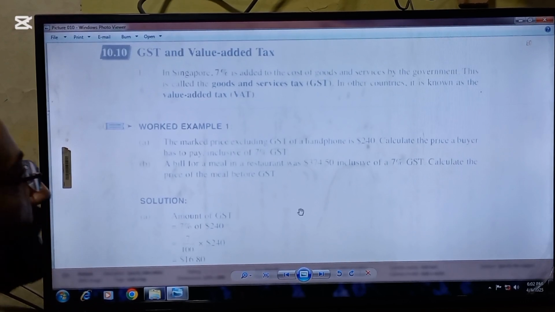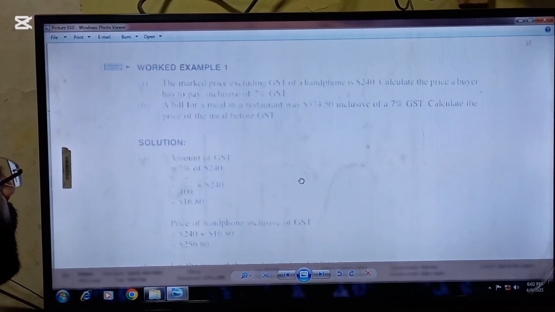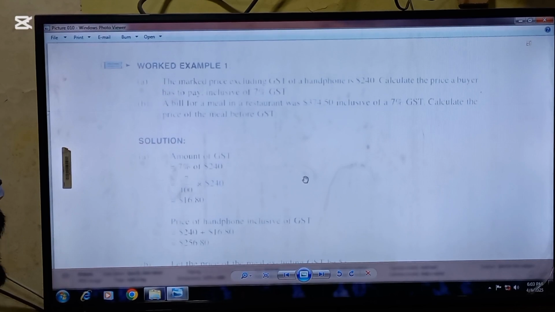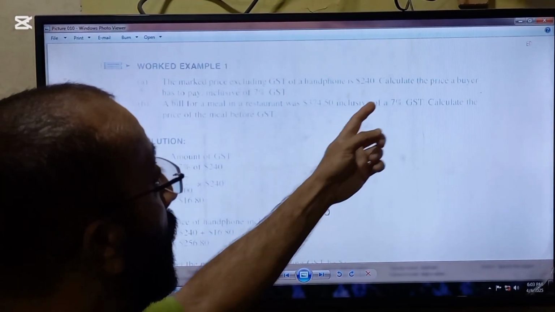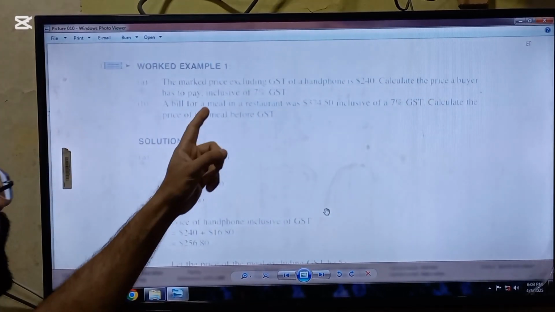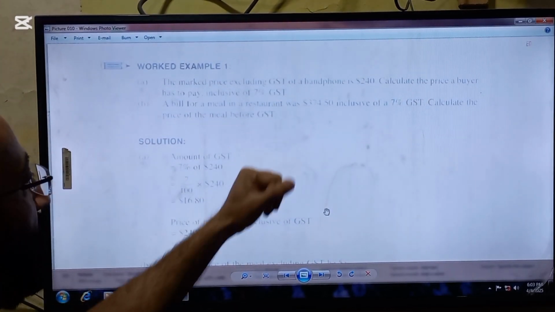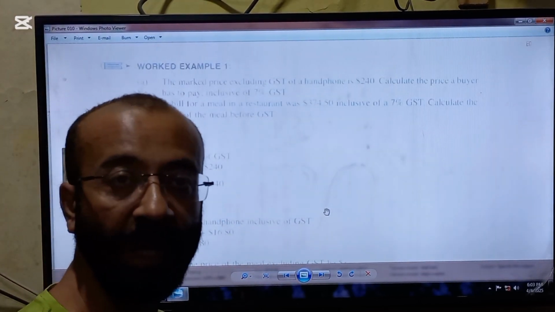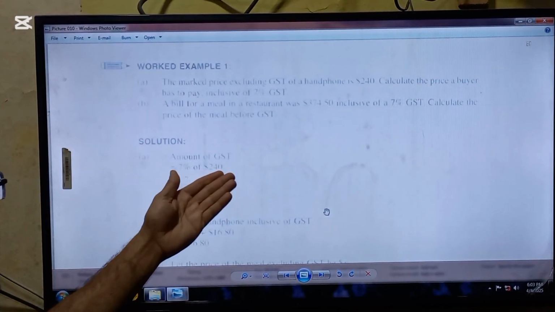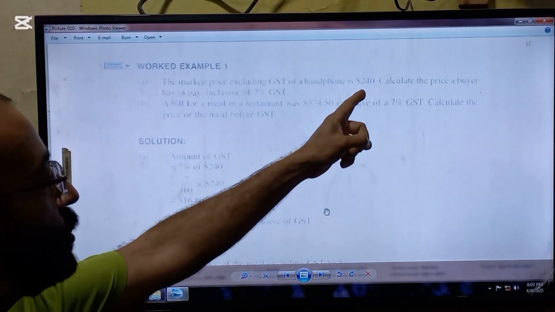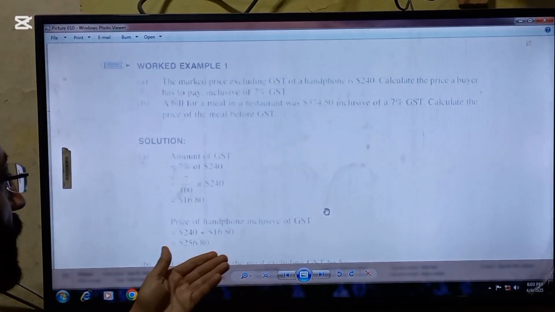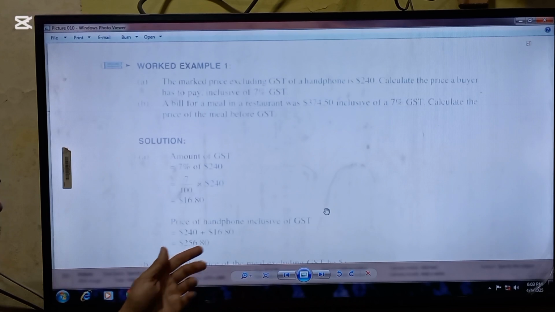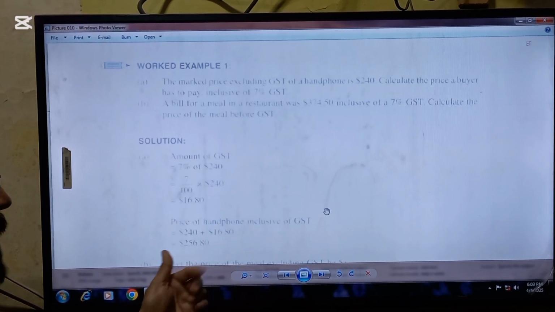So the question to understand for this category is: the marked price excluding GST of a handphone is this. Calculate the price a buyer has to pay inclusive of 7% GST. First we have to find out the amount of the GST. So amount of GST should be equal to 7% of 240. After solving this, you will get an answer of 16.80. So this amount should be added to 240 to get the price that should be paid. The price of the handphone inclusive of the GST will be equal to this one.